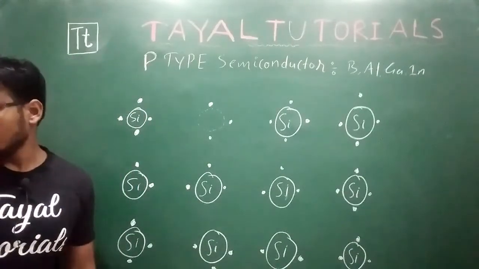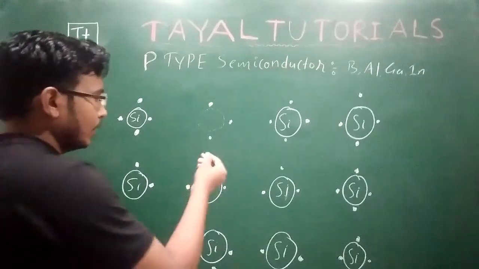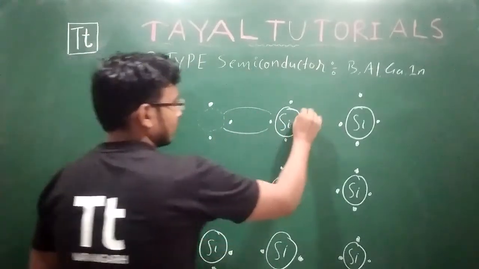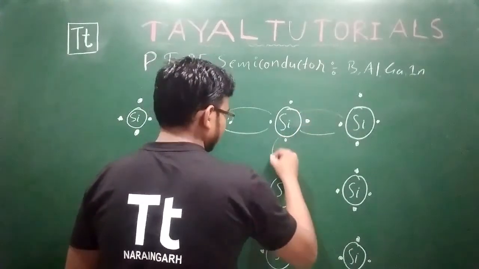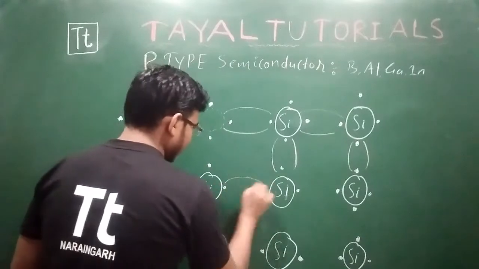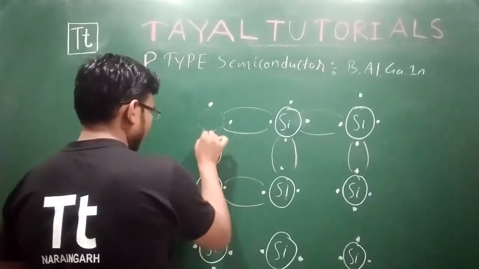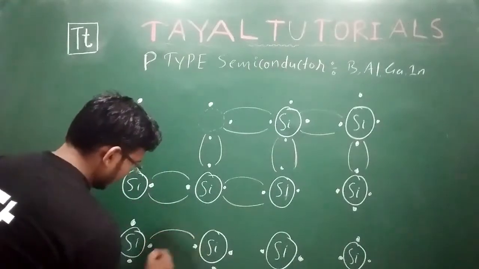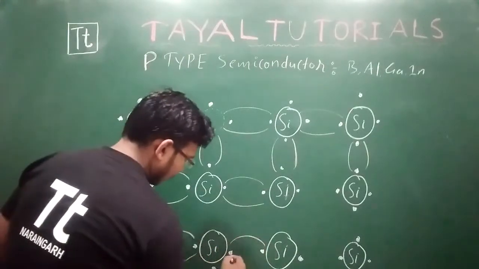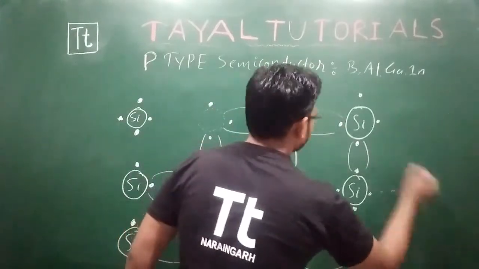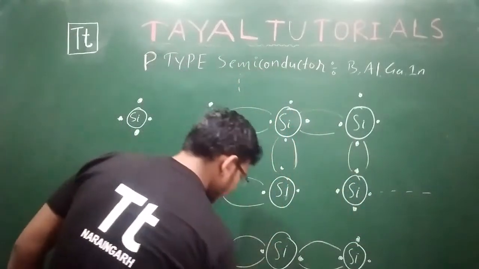Okay, let's say it can form a covalent bond between these two. There is also a covalent bond between these two, sharing of electron. These two electrons are getting shared, and this is the formation of your covalent bond. The crystals continue in all the directions.